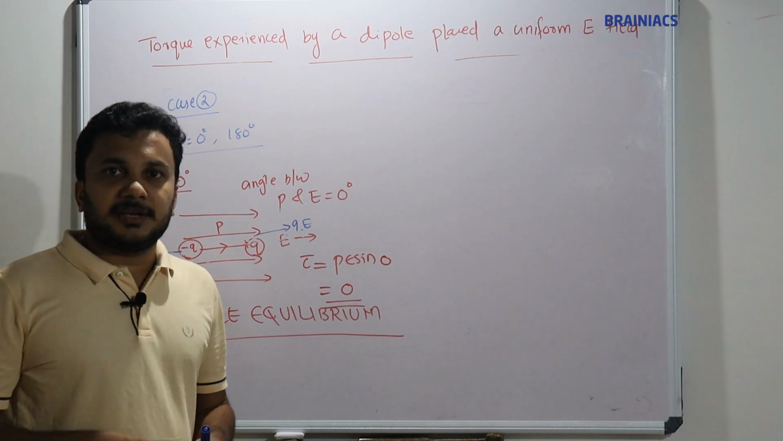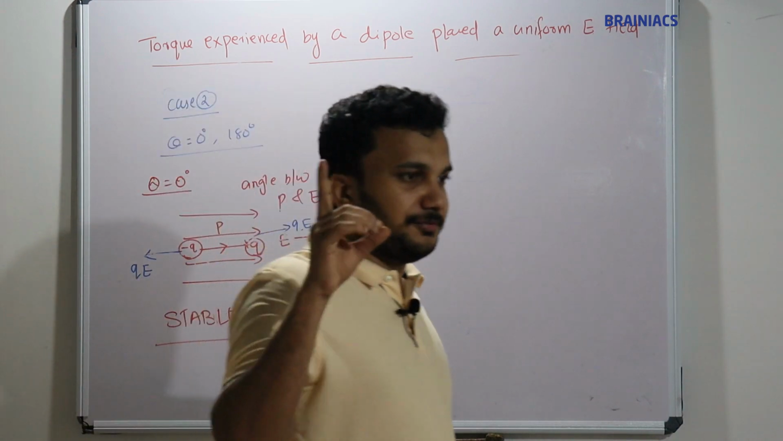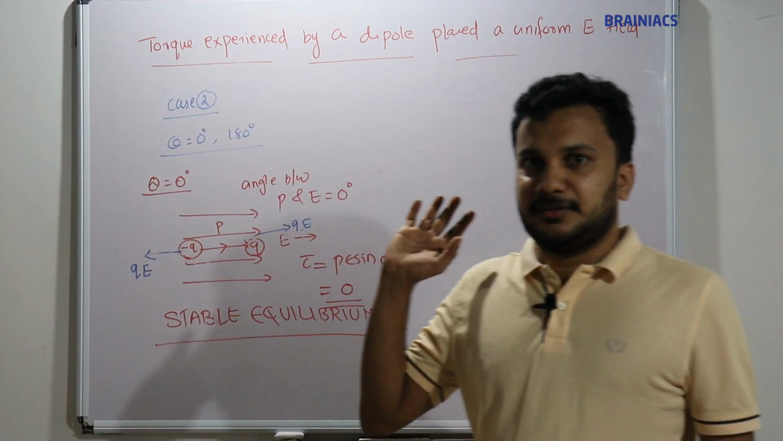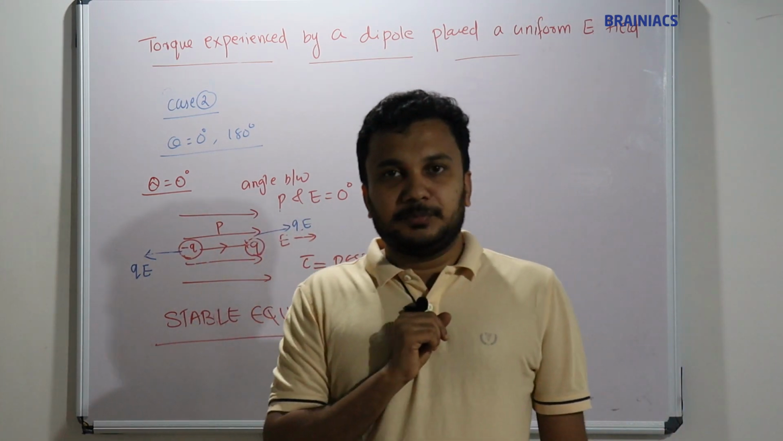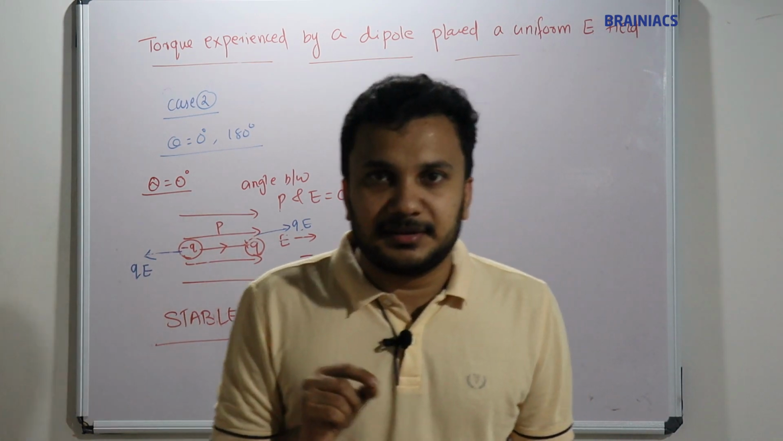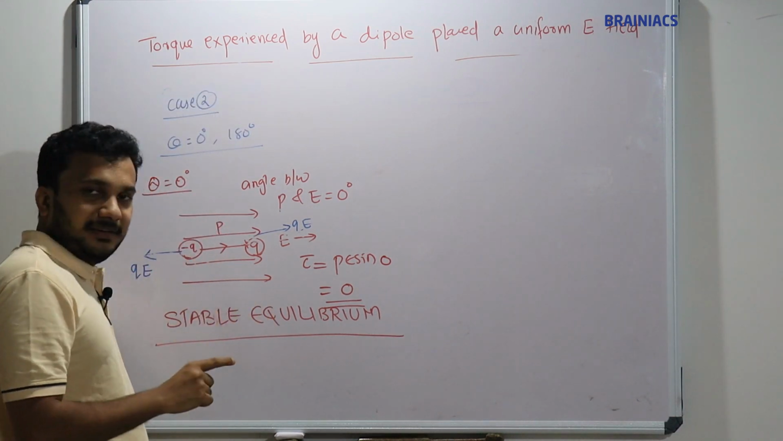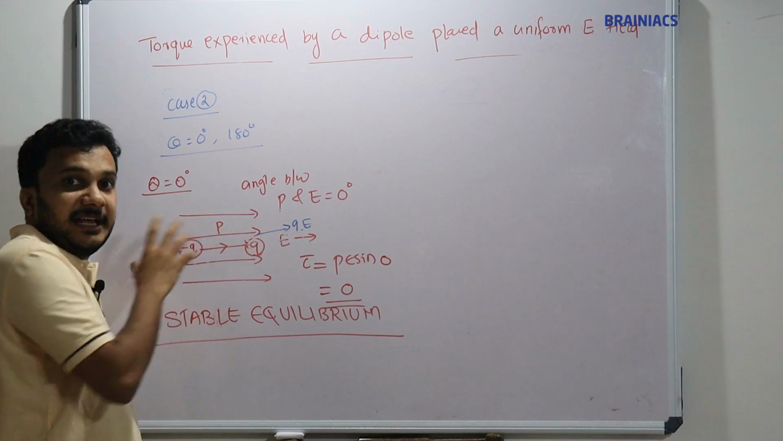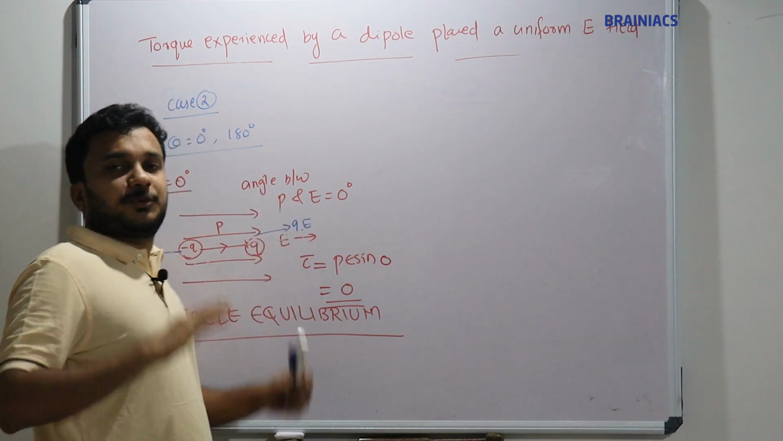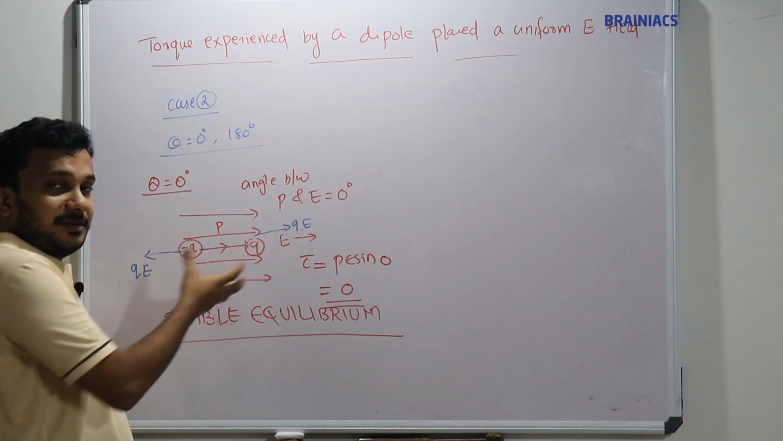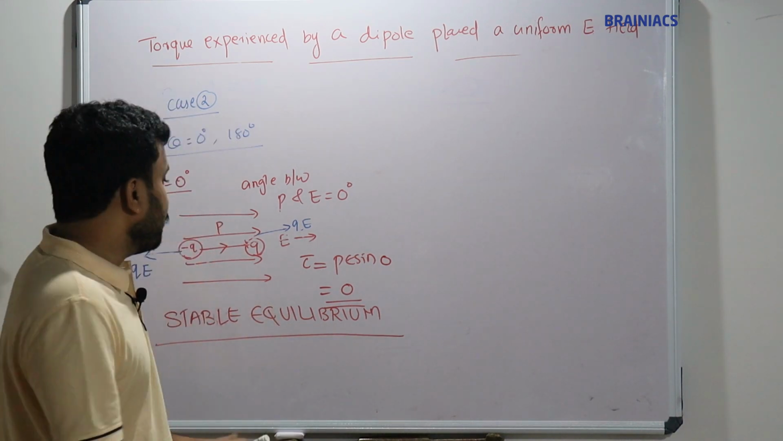Dipole is in stable equilibrium, which means what? Listen to the definition of stable equilibrium in physics. I don't know whether you have learned it in first year or second year. Equilibrium means, listen very carefully, if we disturb the position of this dipole, after the disturbance is removed, it will come back to the original position. That's the meaning.